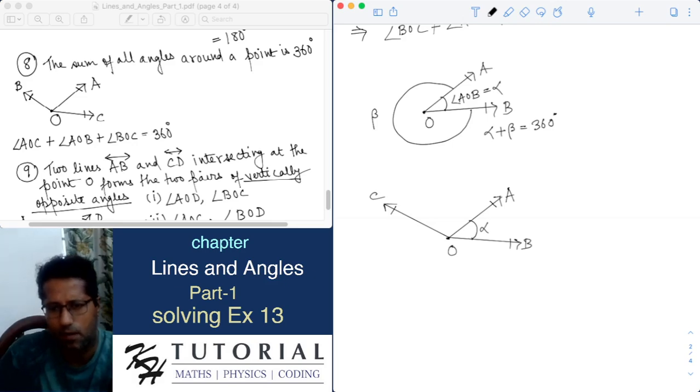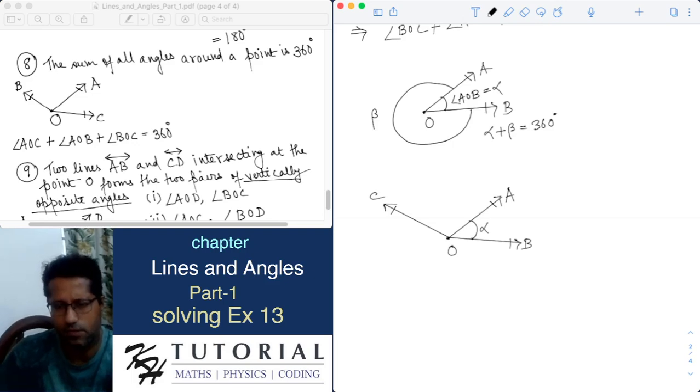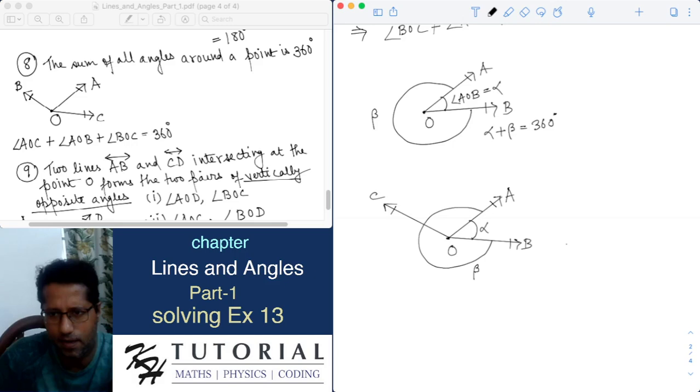So I have now created. Now what happened is, initially when only alpha was there, there were actually two angles, alpha the inner angle and the outer one, this one. Alpha was there and this angle was there. Let's say this be beta. So alpha plus beta was 360 degrees. Now when I created the ray OC, what happened is that the angle alpha actually got divided into two angles.